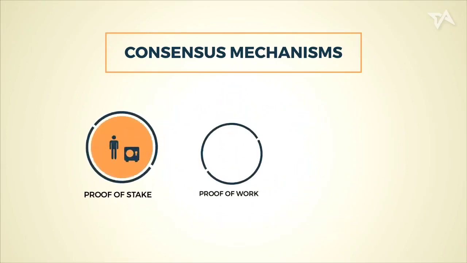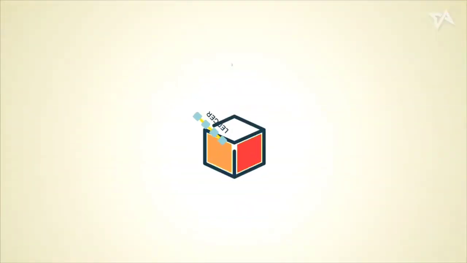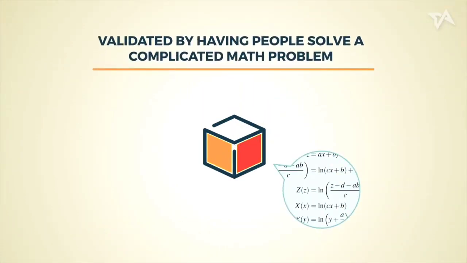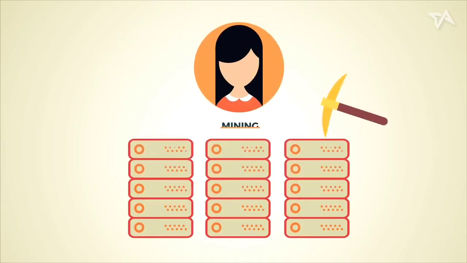Here, we will explore 3 types of consensus mechanisms. First, let's take a look at proof of work. In a proof of work system, transaction data is stored in blocks, validated by having people solve a complicated math problem attached to it. This is typically done by powerful computers and is known as mining.